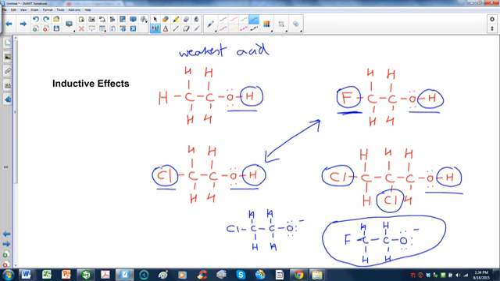Alright? So summary here is electronegative elements make compounds more acidic, more of those electronegative elements make a compound more acidic still, and elements that are even more electronegative do that same job.